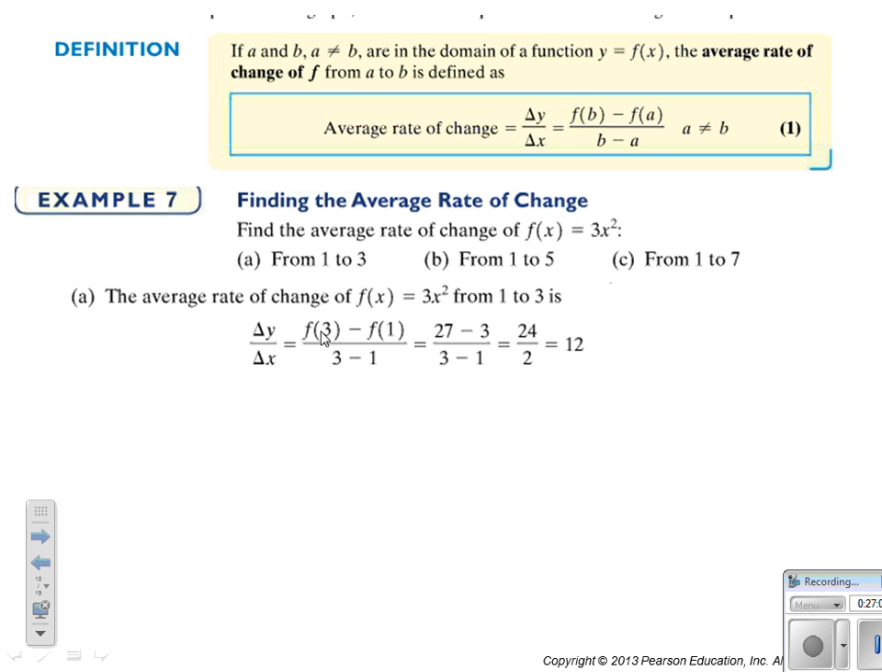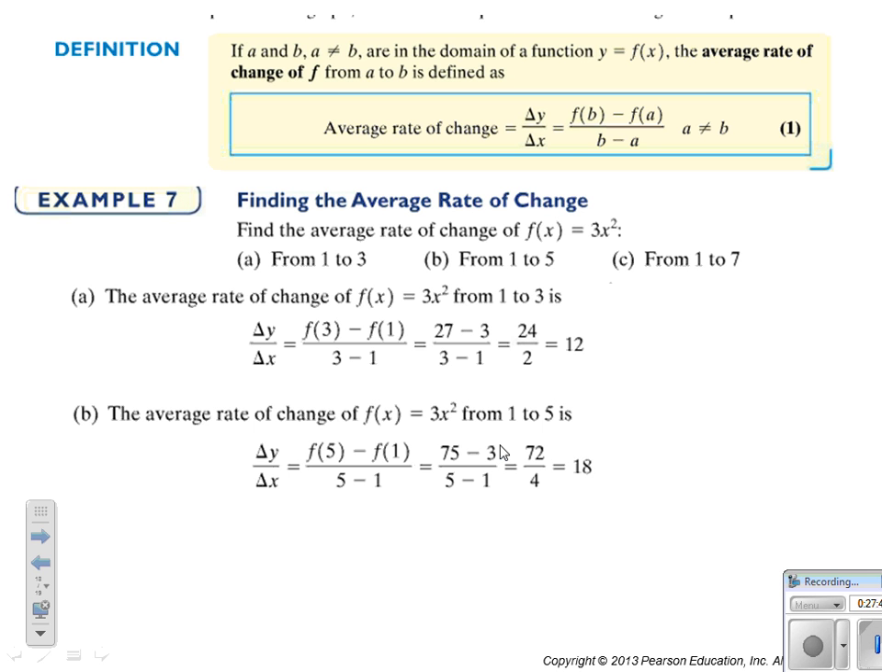So we plug in 3 into our function and 1 into our function. When we plug in 3, 3 squared is 9. 9 times 3 is 27. When we plug in 1, 1 squared is 1 times 3 is 3. And then b minus a would be 3 minus 1. So 27 minus 3 is 24, and 3 minus 1 is 2. So the average rate of change from 1 to 3 of our function is 12. So all this is algebra, plugging numbers in, calculating and evaluating, and getting the value out.